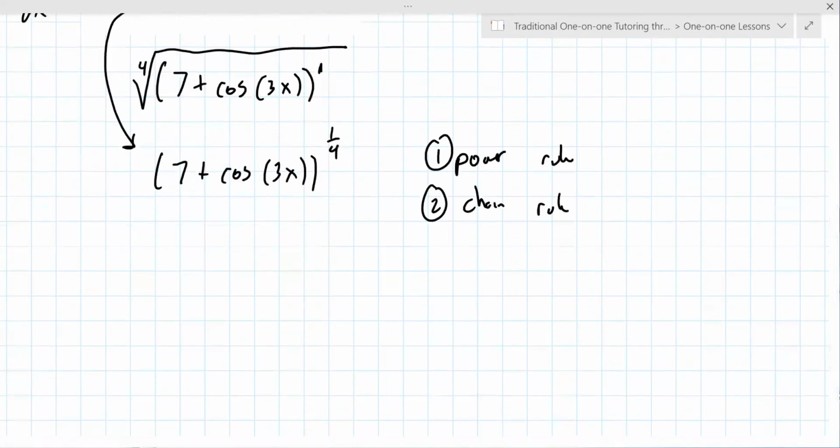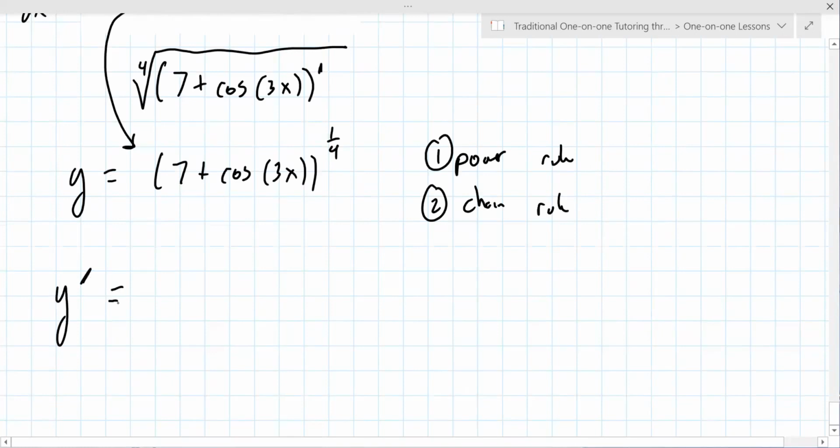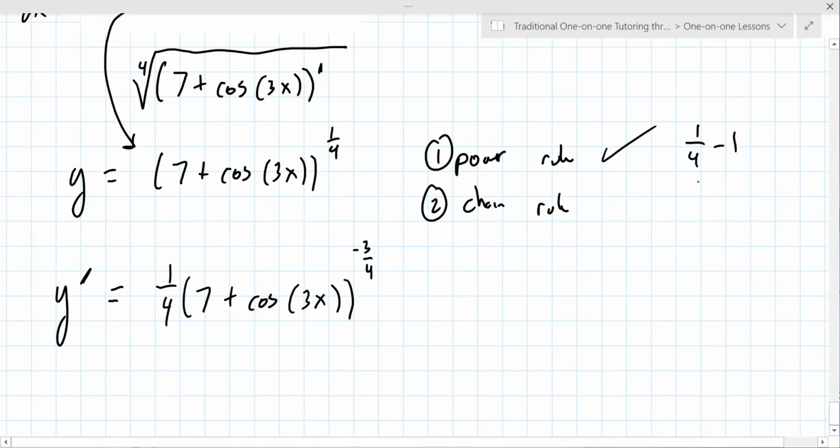So let's do the derivative. The derivative is power rule first, right? Power rule, keep the inside. So 1/4, 7 plus cosine 3x, 1/4 minus 1 is 3/4, so negative 3/4. So we've done the power rule. Why did you put negative 3/4? 1/4 minus 1. Oh, okay. 1/4 minus 4/4 is negative 3/4.